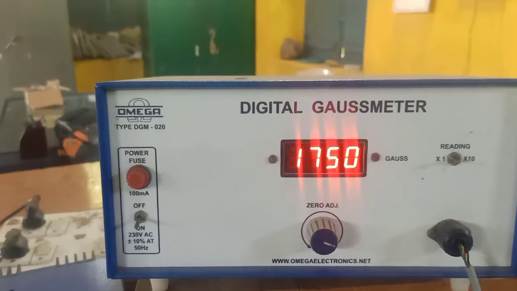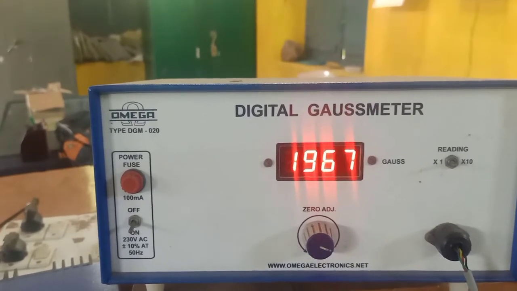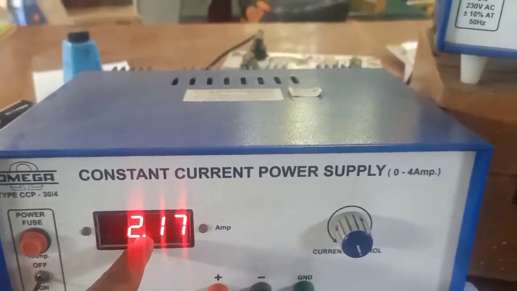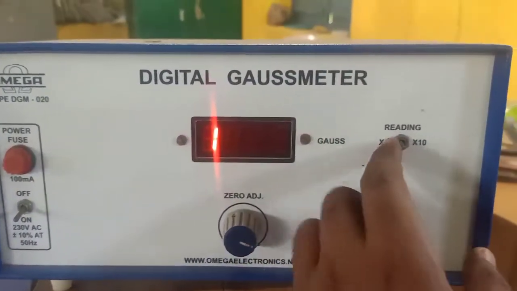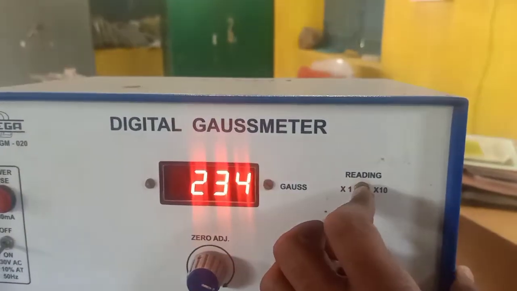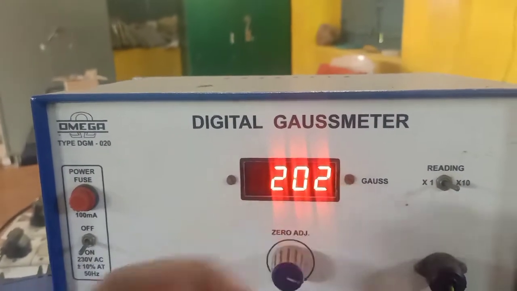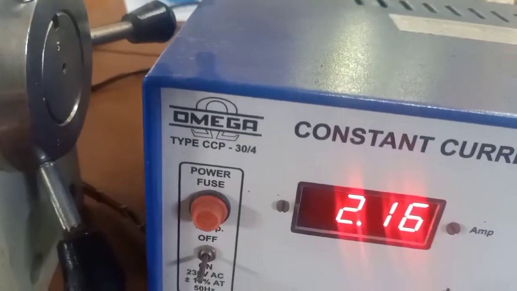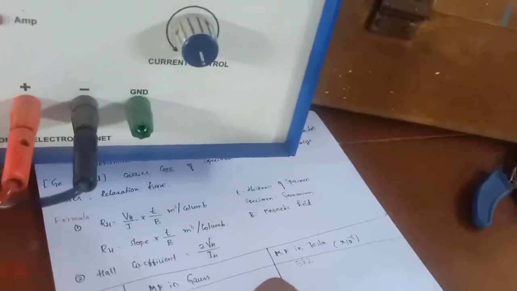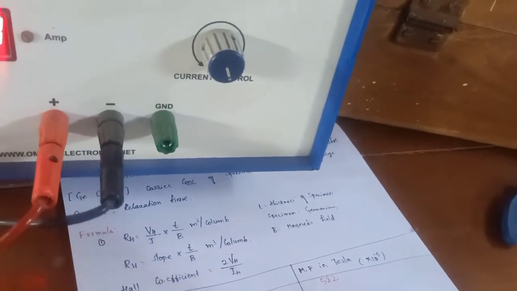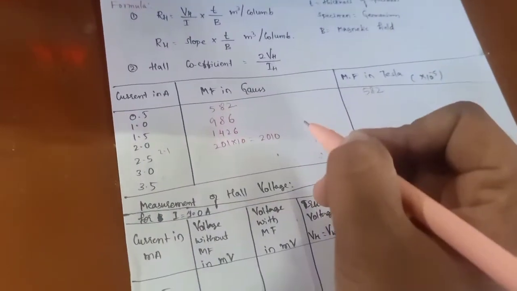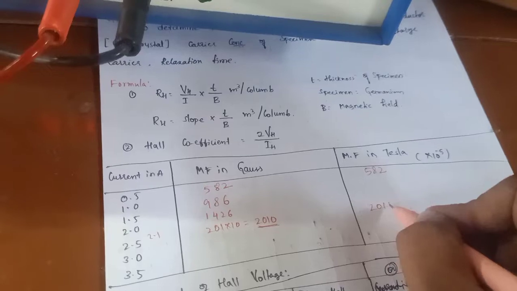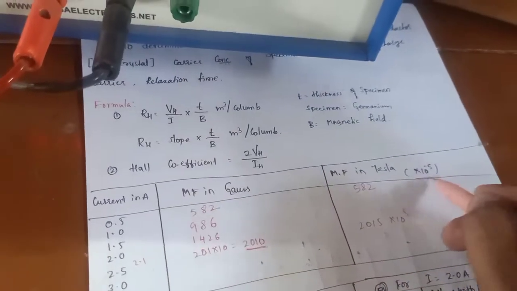So what we need to do is multiply the reading by 10; that is approximately in the region after 2.1 amps, where the display will be at 0. Then we have to shift the reading by pressing this button, and it will be 203 into 10 for 2.1. Here for 2.1 it will be 201 into 10, that is equal to 2010. The magnetic field in Tesla is 2010 into 10 to the power of minus 5. Already it is written here.